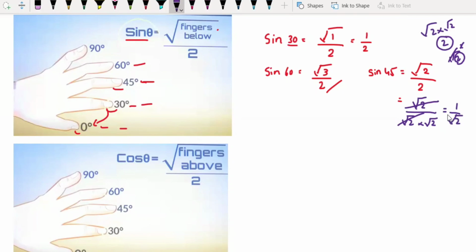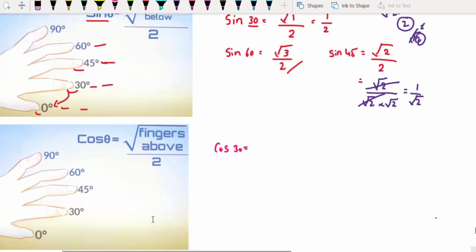We have to repeat the same thing for all other trigonometric functions. Moving to the next one, cos 30. To find cos 30, the formula changes a bit. For sine we looked at the fingers below, but for cos we have to look at the fingers above. How many fingers are above 30? As you can see, there are 3 fingers: 1, 2, 3. So what should we write inside the root? Root 3 divided by 2. So the cos 30 value is root 3 by 2.